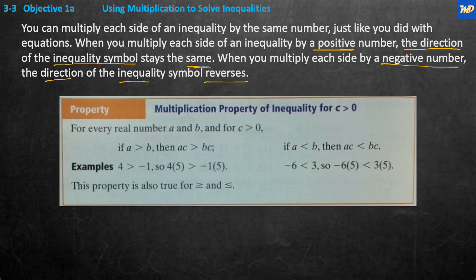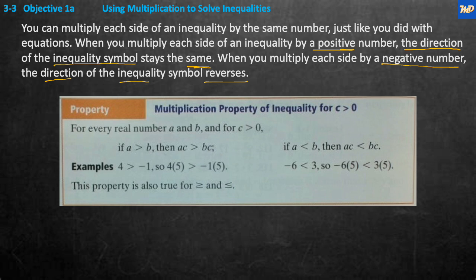So here, let's look at it. The multiplication property of inequality for c greater than 0. For every real number a, b, and for c greater than 0, if a is greater than b, then a times c is greater than b times c. If a is less than b, then a times c is less than b times c. And here's an example. 4 is greater than negative 1, so 4 times 5 is greater than negative 1 times 5.